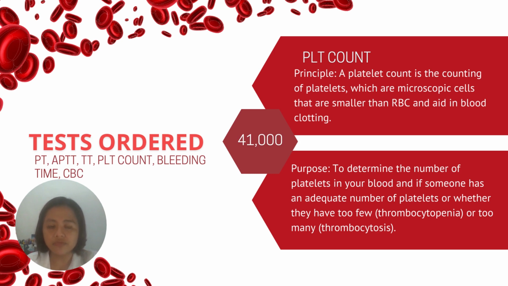The principle of this test is the counting of platelets, which are microscopic cells that are smaller than RBCs and aid in blood clotting. The result of the patient's platelet count is 41,000 per microliter, interpreted as markedly decreased.